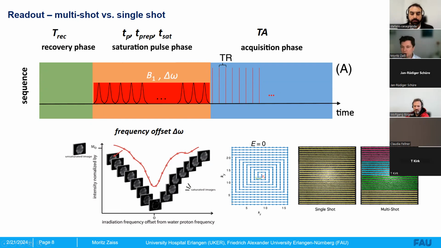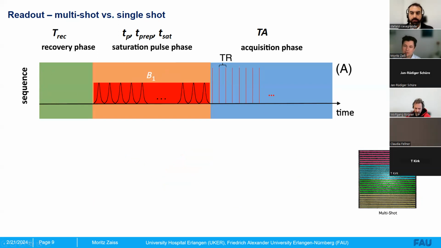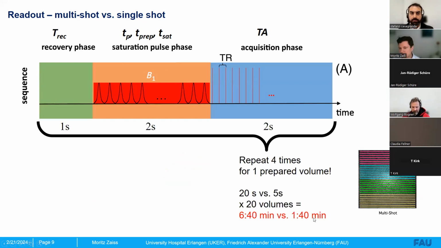However, there are also multi-shot sequences. The turbo spin echo, for example, is a multi-shot sequence. So you have a preparation and then you have just a part of the k-space, maybe this red part here, and read that out, and then you have the same recovery phase and saturation phase again and read out the next part. And of course, this costs time.